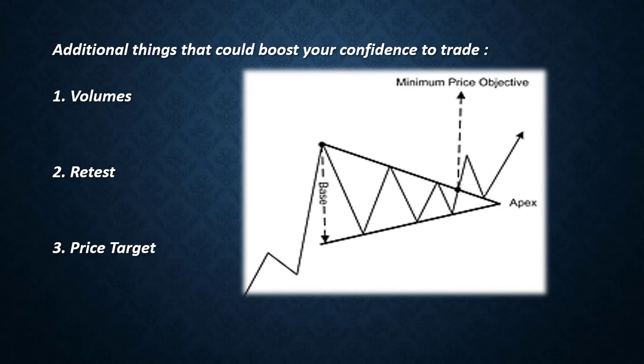Second, retest. After the breakout, the stock may return to the trend line. This phenomenon is known as a retest, and this retest can be used to add on to the position. Third, price target. Once the price breaks out of the pattern, targets are calculated using the widest distance of the symmetrical triangle. This can be measured and applied to the breakout point. Now I'll show you a live example where this pattern occurred.